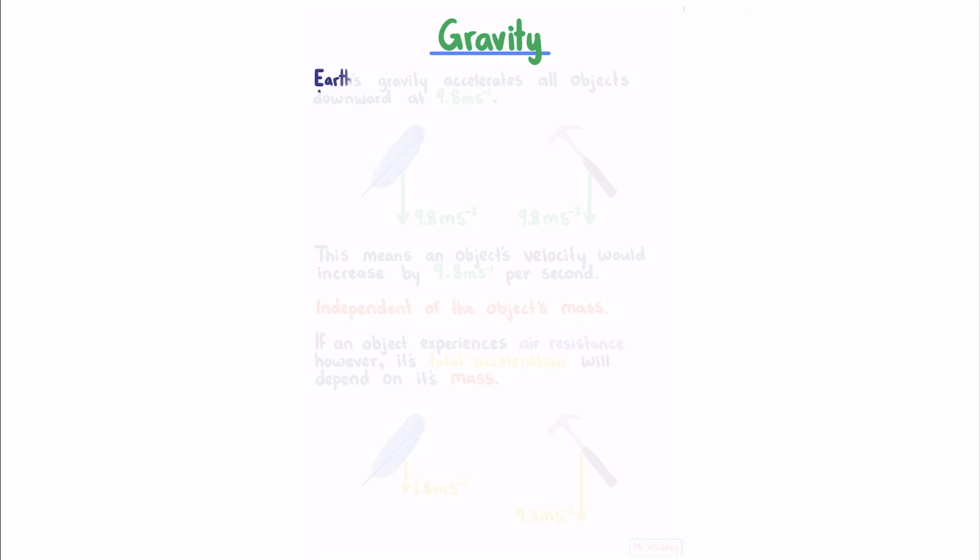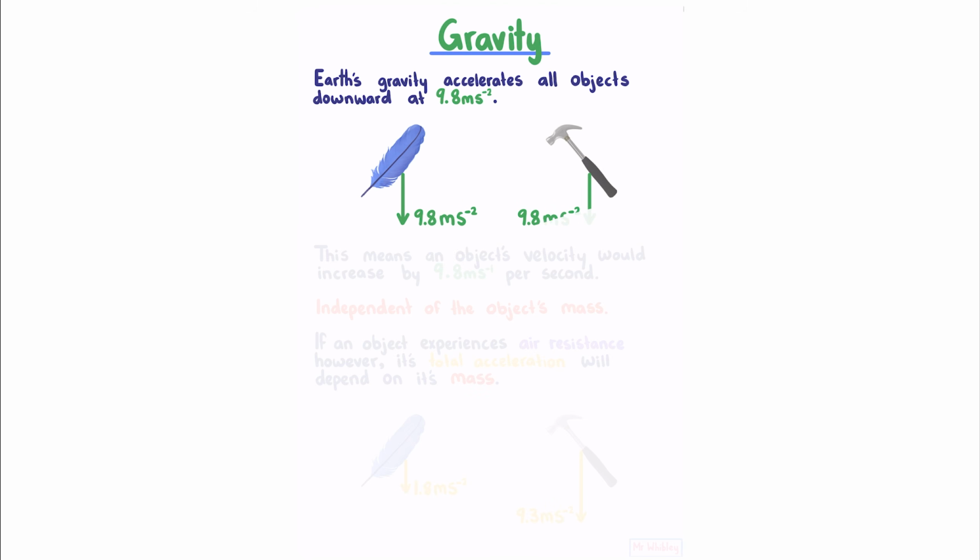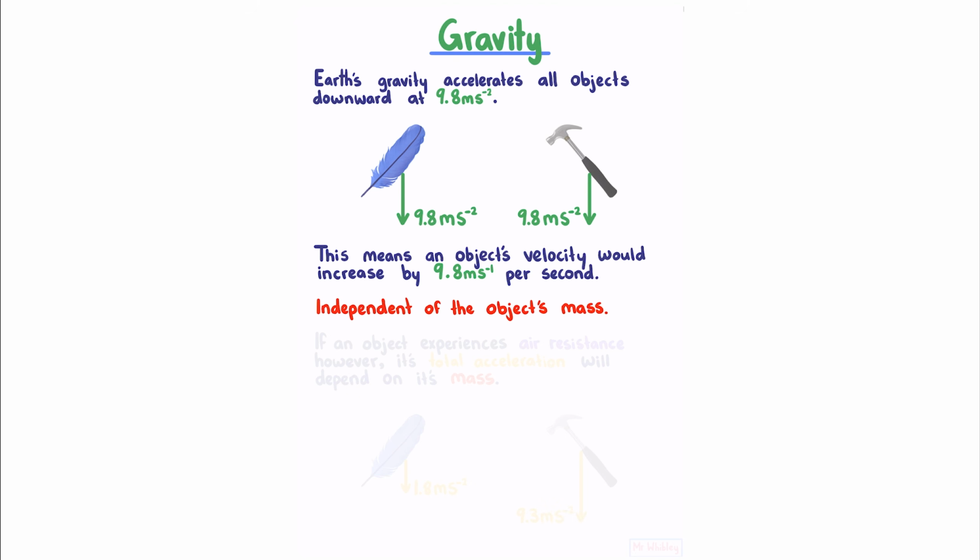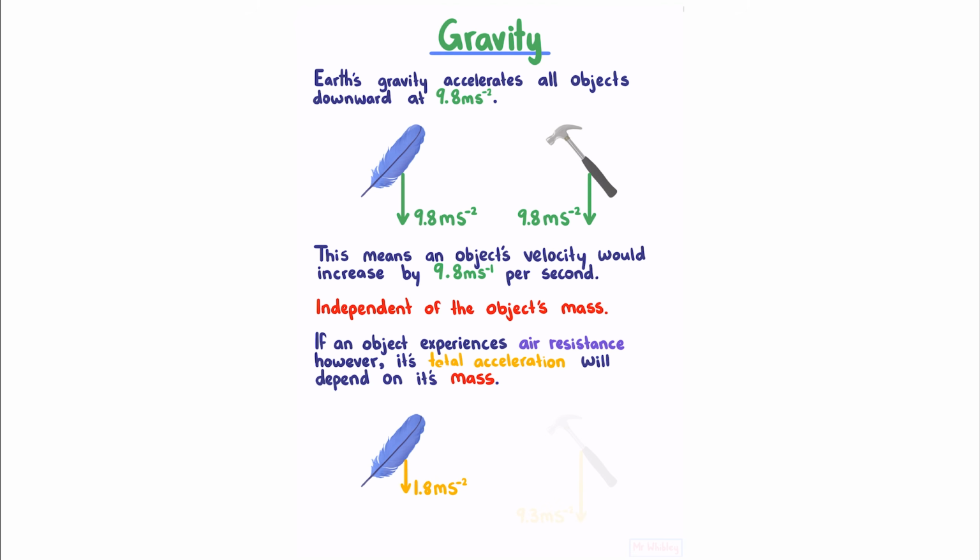Gravity. Earth's gravity accelerates all objects downwards at 9.8 meters per second squared, whether that be a feather or a hammer. This means an object's velocity would increase by 9.8 meters per second every second, independent of the object's mass. If an object experiences air resistance, however, its total acceleration will depend on its mass, which is why down here in Earth's atmosphere, the acceleration of a feather will be much less than the acceleration of a hammer.